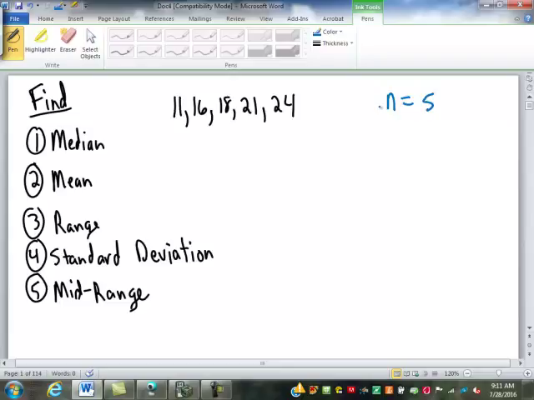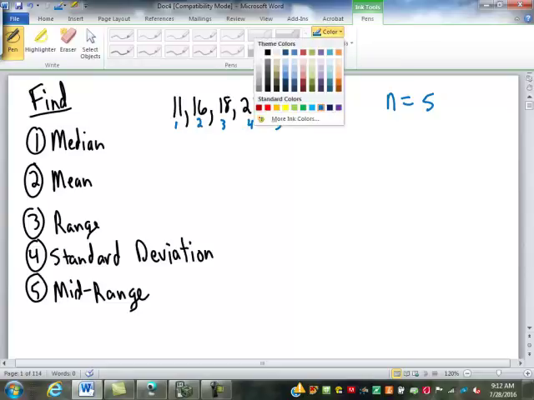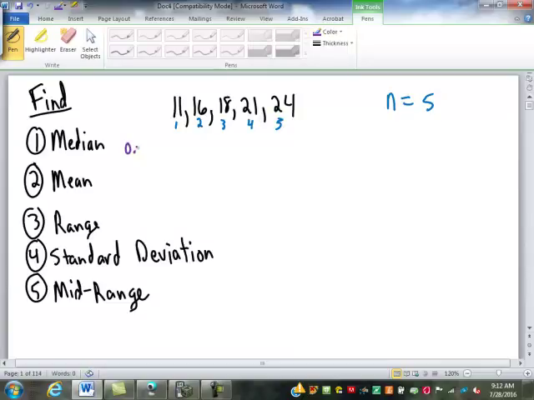Perfect. Why is it 5? Yeah, because there's 5 numbers in the list. That's why n is 5. Perfect. N is just the number of items in the list. So now to find the position of that median from n, we're going to do 0.5 times n. So 0.5 times 5 is 2.5. So our position is 2.5.